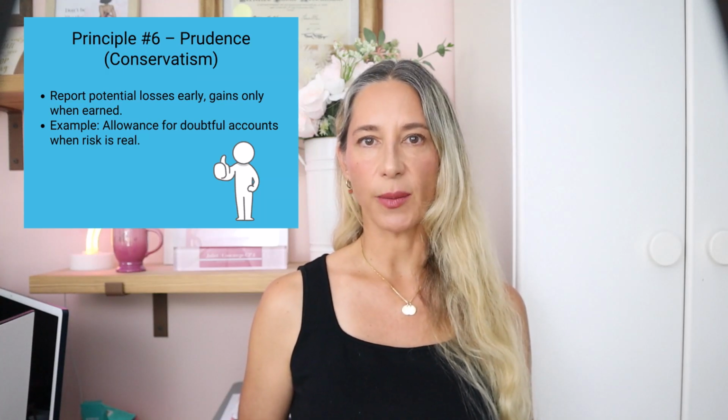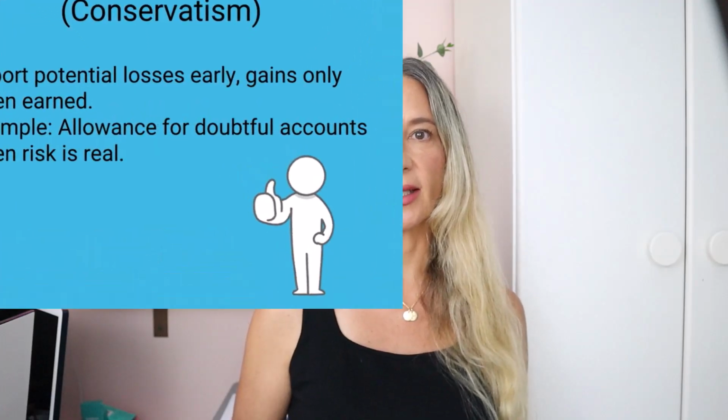So the bottom line is, prudence keeps financial statements grounded in reality. It prevents companies from painting an overly optimistic picture and ensures that financial reports reflect known risks, even if they haven't hit yet. That level of caution helps protect stakeholders and maintains credibility when uncertainty is in play.